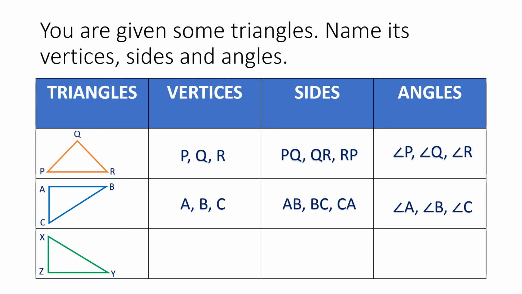The third triangle is triangle XYZ. Can you guess? Pause the video and write all vertices, sides and angles of triangle XYZ and check. In first column, you have to write all three vertices X, Y and Z. In second column, you have to write all three sides and the sides are XY, YZ and ZX. And in third column, you have to write angle X, angle Y and angle Z. If all the answers are right, clap for ourselves.